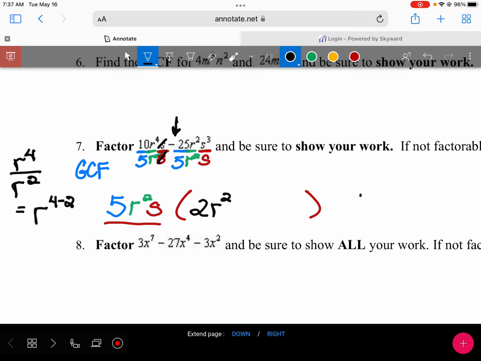Then I have my minus sign. 25 divided by 5 is 5. R squared divided by R squared, those simplify out. And S to the 3rd divided by S, that's another one of these. S to the 3rd divided by S. And we could put a 1 on it. Remember that? S to the 3 minus 1 is going to be S squared.